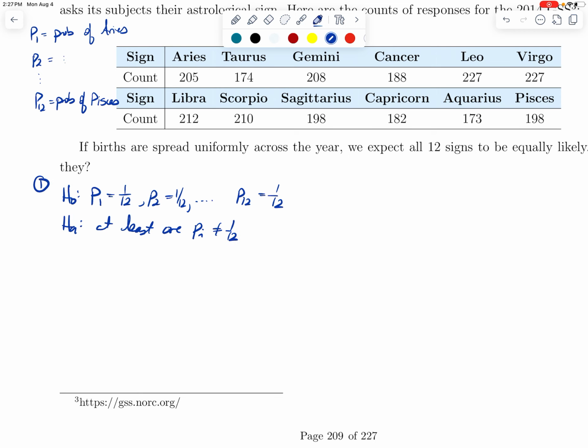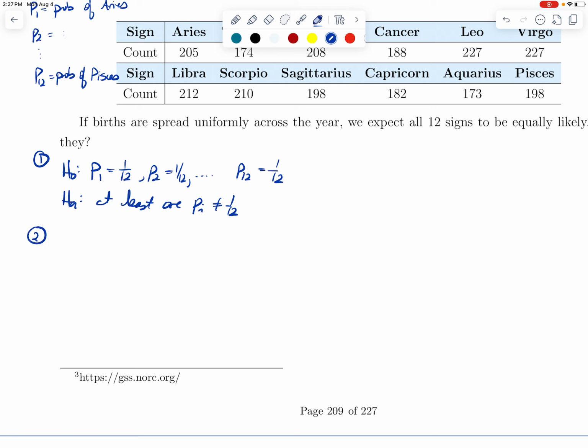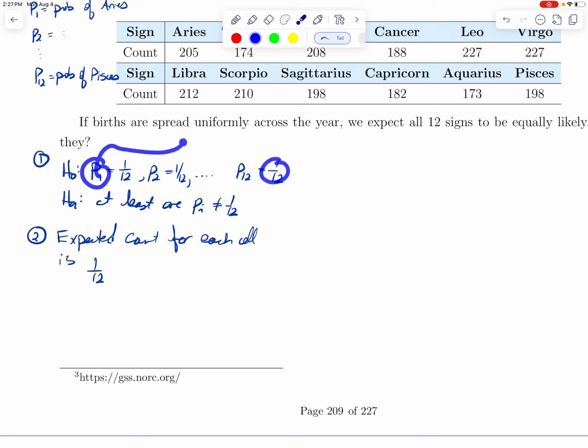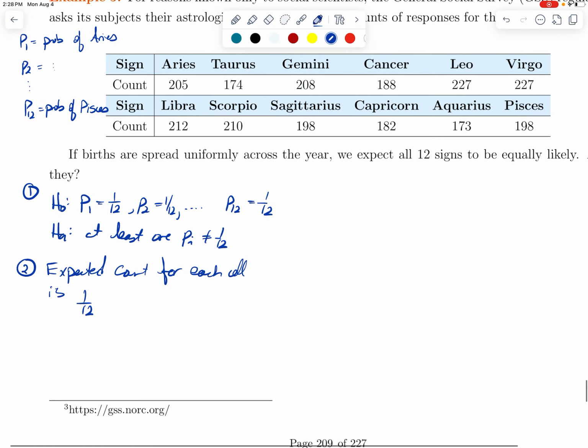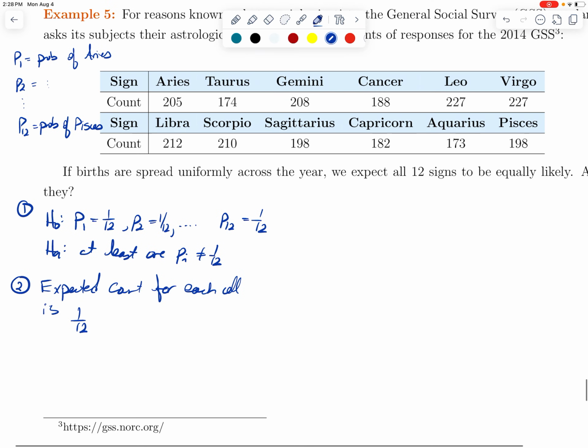So that's step one. Step two, to be able to find the chi-squared statistic, I need the expected count. I'm not going to write out the table because they're all the same, so let's just note here that the expected count for each cell is just 1/12 because all the P_i's are 1/12, right? So you're taking P1 times the total to get this expected count, and P2 times the total to get that expected count. But in this case, the total, were we given the total? We were not.